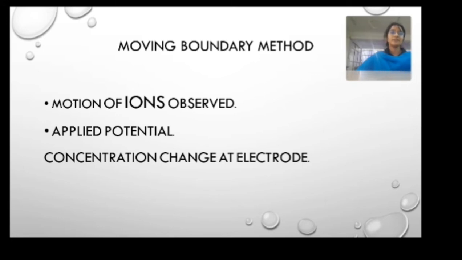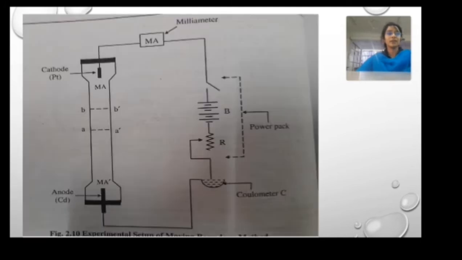So friends, in this method, we particularly look at the motion of ions, and this motion of ions depends completely on the applied potential rather than on the change in concentration at the electrode. So it's a very important thing. Now look at the diagram. This is the diagram of the moving boundary method.